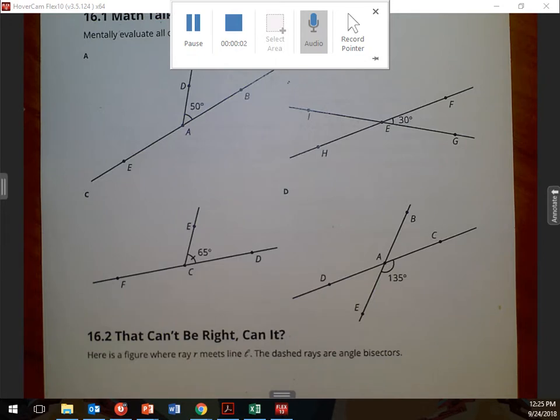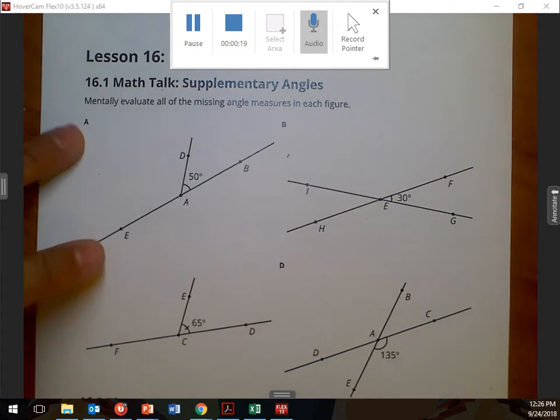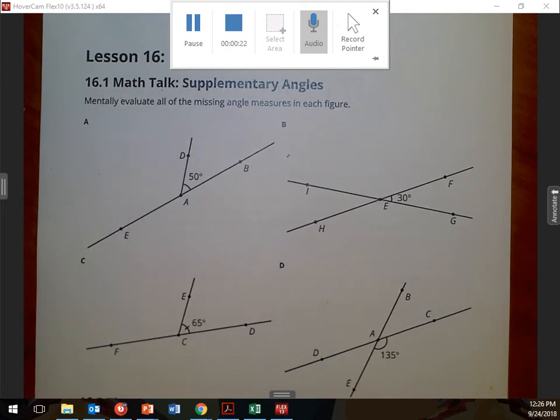All right, so now for this, geometry. You're in the right place, right? So geometry, we are on lesson 16 for this one right here. So I need you guys to, this first thing, it states: mentally evaluate the missing angles, measure in each figure.